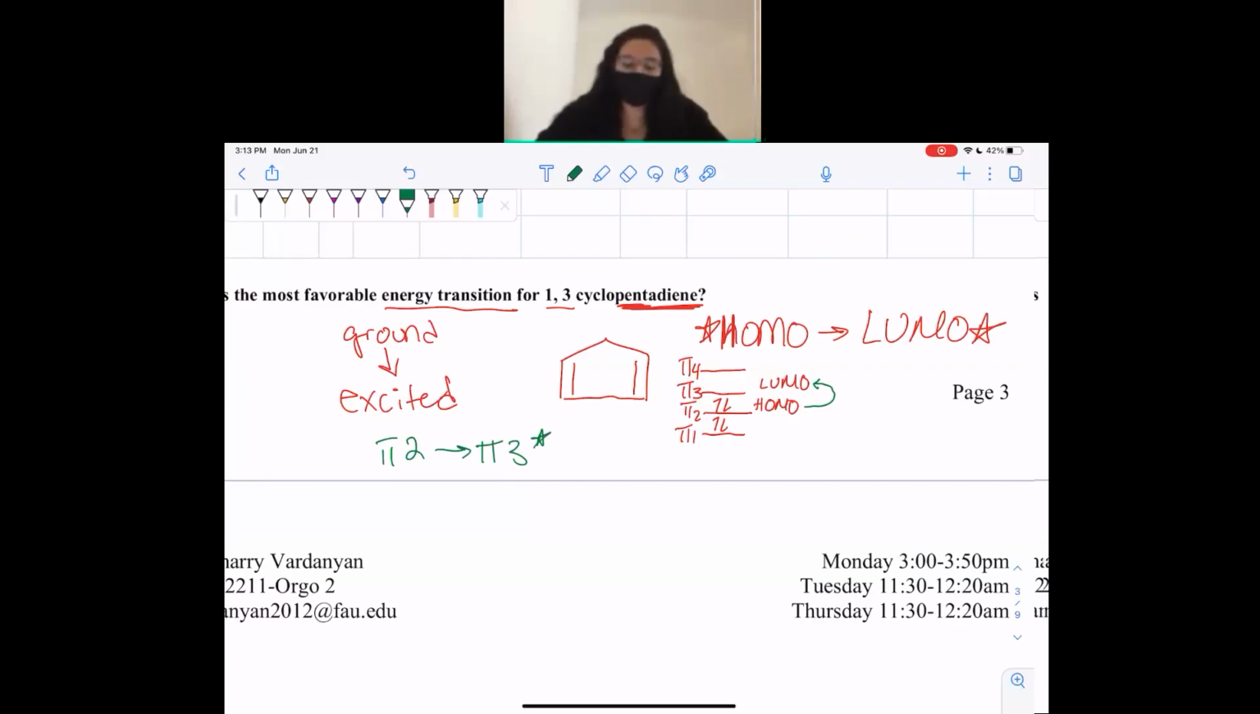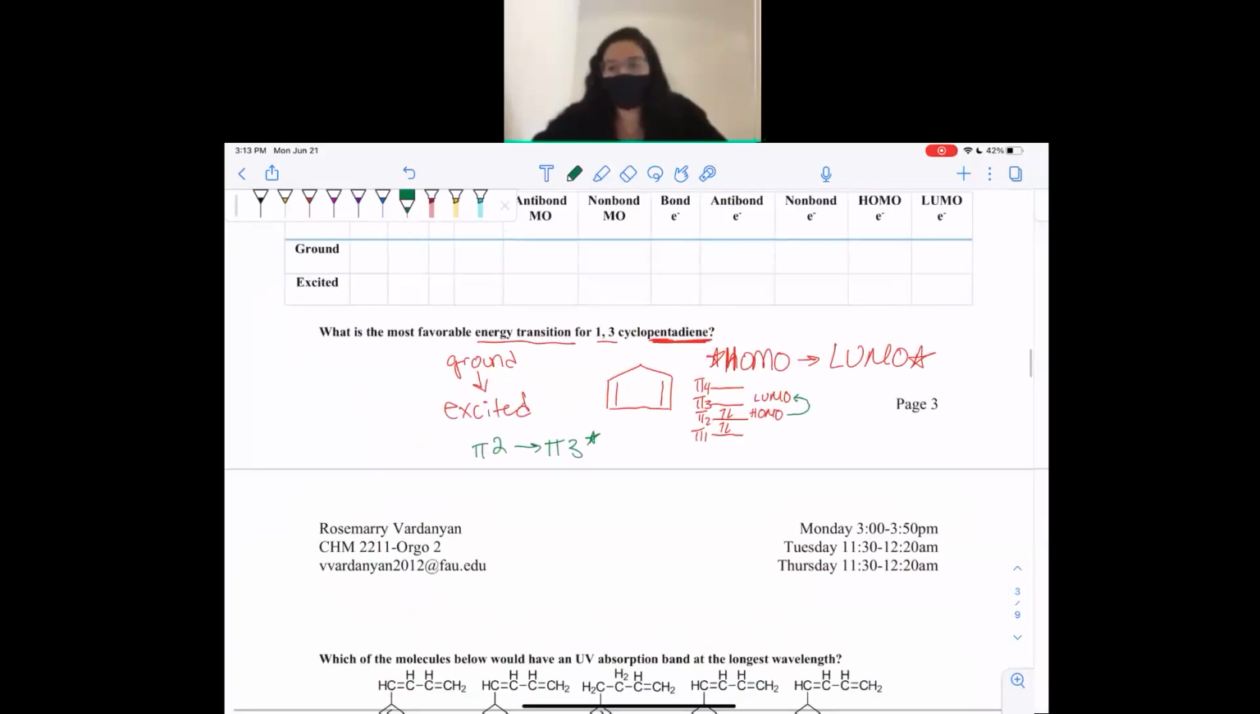So don't always assume it's pi 2 to pi 3. Make sure the numbers match up. But this is how you do it in all of the examples.